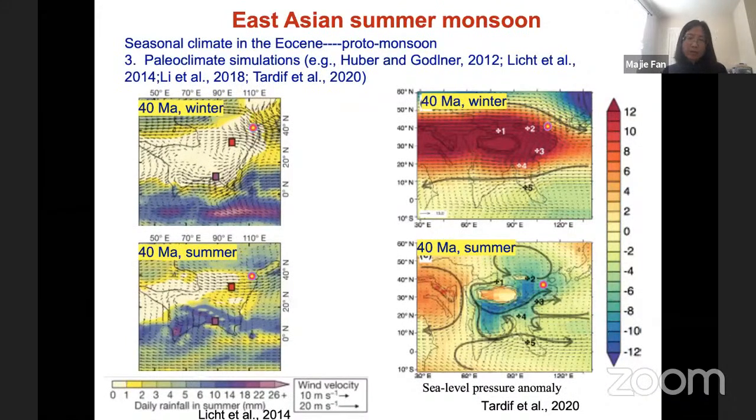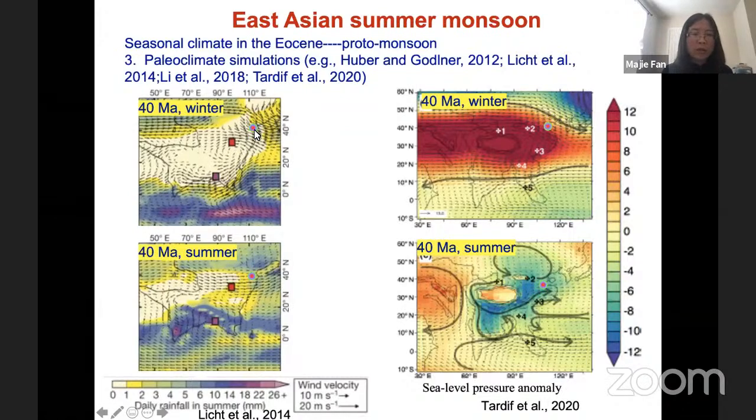So then the third type of study is, of course, the paleoclimate simulations. Okay, there have been a lot of such publications. So I just basically present two examples. One, again, is from Alexa's paper that was published in 2014. So here we're looking at both the wind pattern as well as the daily rainfall in summertime, okay, with the purple and red color representing more rainfall, basically wetter climate, and then yellow representing drier climate, less rainfall, okay.